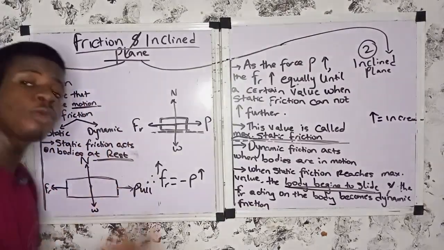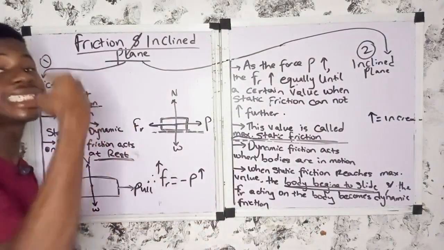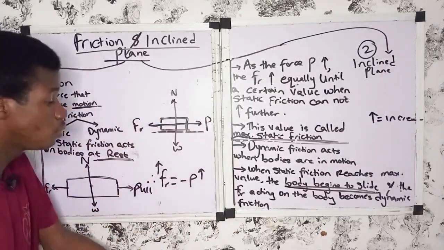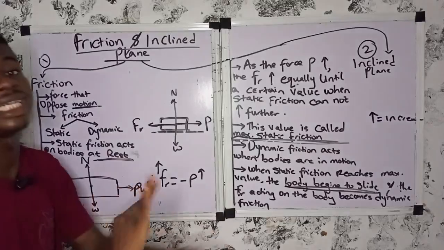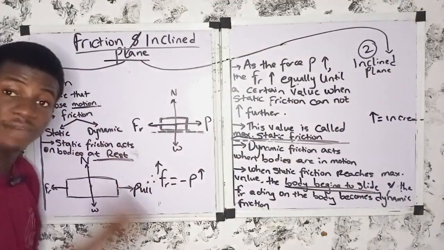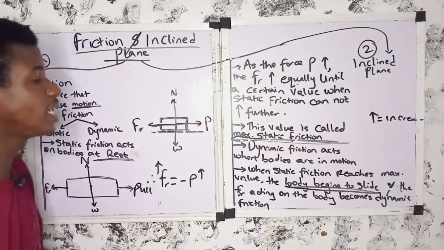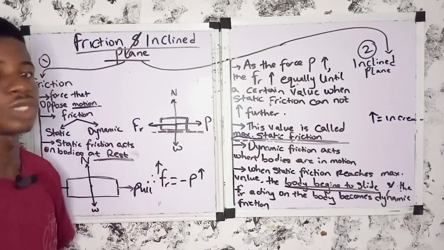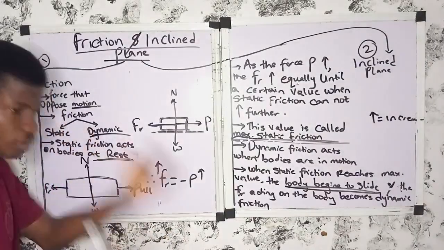But if we keep on increasing this force, the static friction will also increase equally with this force. When we keep on increasing the pull force, the frictional force will also increase until it gets to a particular value where it cannot increase further. When it gets to that value, the body will begin to slide. Now, as the body starts sliding, the friction that now acts on the body is known as dynamic friction. Okay, so it's very easy.